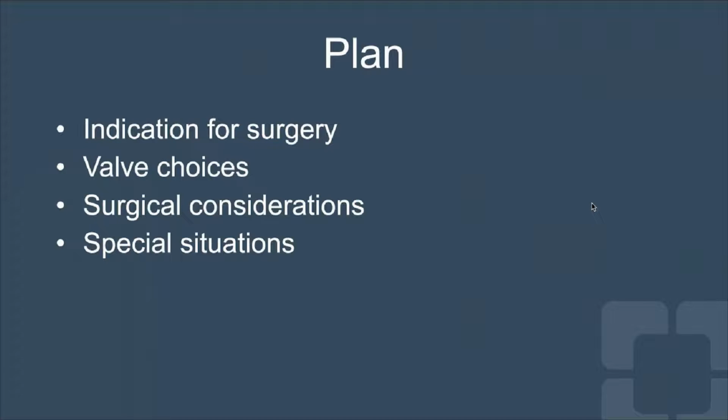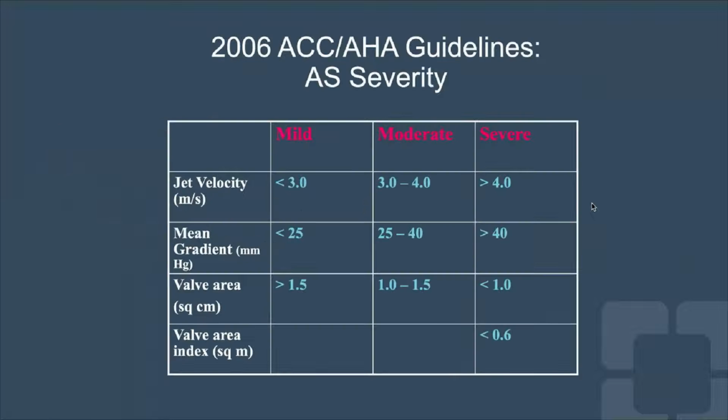Now, I'm going to switch gears and talk about aortic valve disease. I'll talk about the indication for surgery, the choices of valves, some surgical considerations, as well as special situations. The most common way of diagnosing aortic stenosis is with echocardiography. On echocardiography, there are three determinants of valve stenosis severity. One is the jet velocity, looking at the velocity of the blood flow as it comes across the aortic valve. We have the gradient, or the pressure difference before and after the aortic valve, as well as the valve area.